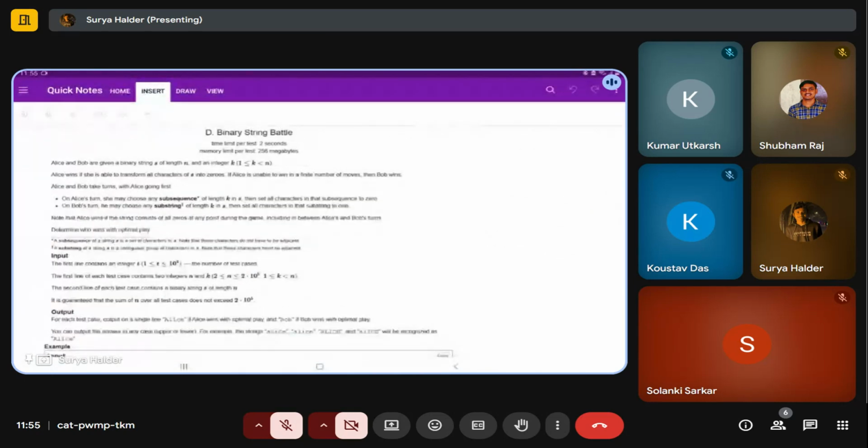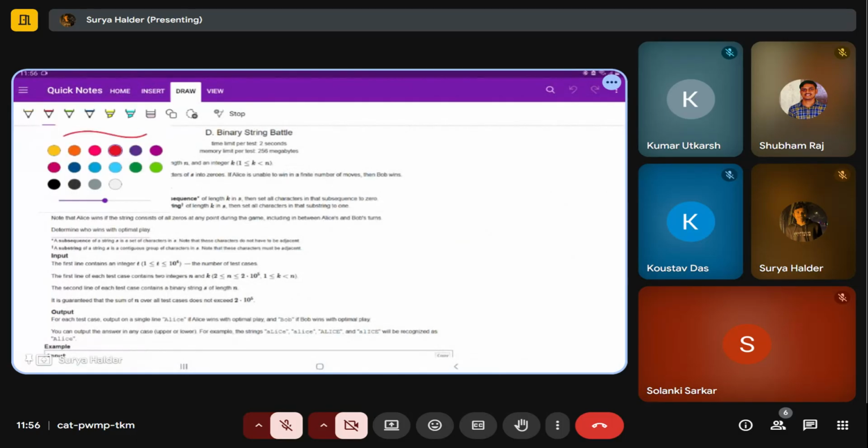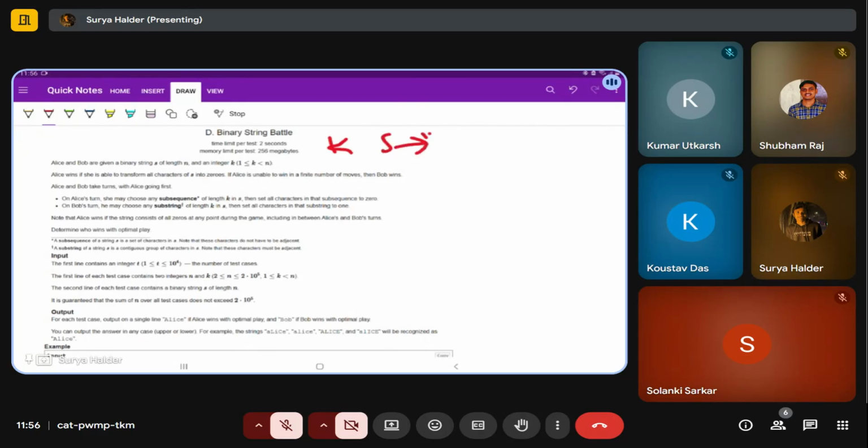So for the next question, this is also a game type of question. It is said that Alice and Bob are having a binary string s of length n, and there is an integer k present. Alice wins if all of s is converted to zeros, and Bob wins if Alice is unable to win in a finite number of moves. Meaning if the game continues for infinite time, then Bob will win.